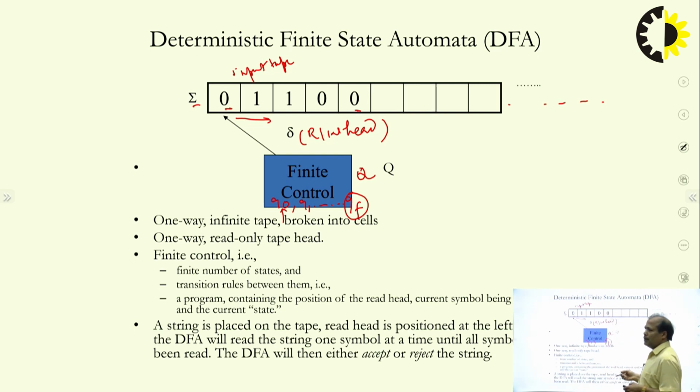After finishing the input symbols, the finite automata may enter into the final state. If it enters the final state, that input is accepted. If it is not in the final state, it is going to be rejected. So this is a very simple model where it can accept or reject the input string.